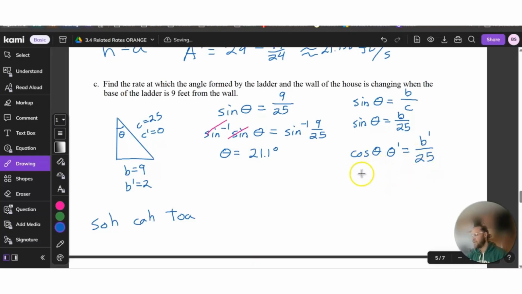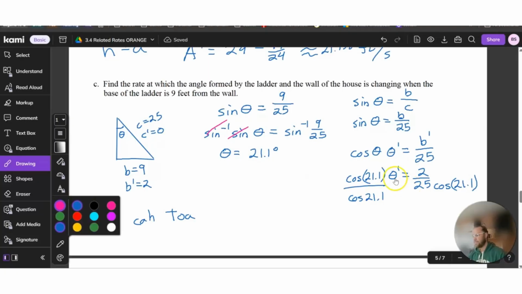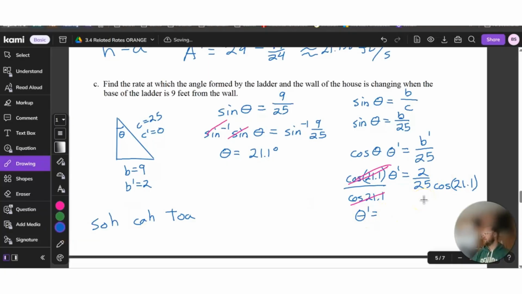Then I just plug in everything I know, you guys. So, cosine of 21.1, theta prime, B prime was 2. How do I get theta prime by itself? If I'm multiplying by cos 21.1, what do I do? Divide. So I'm going to divide both sides. They cancel. And so theta prime is equal to, use your calculator, the one person in the whole class that has it.